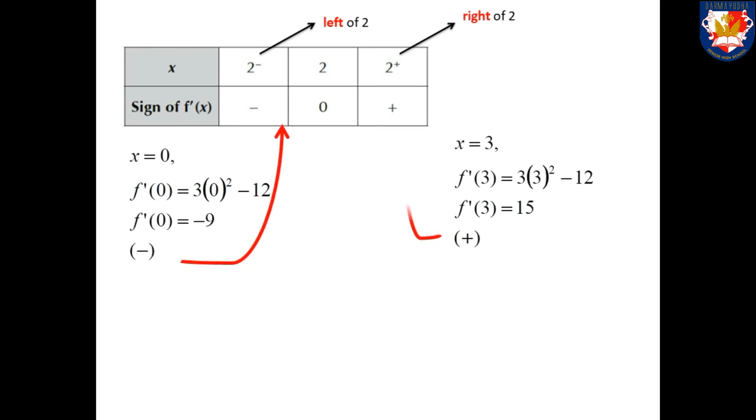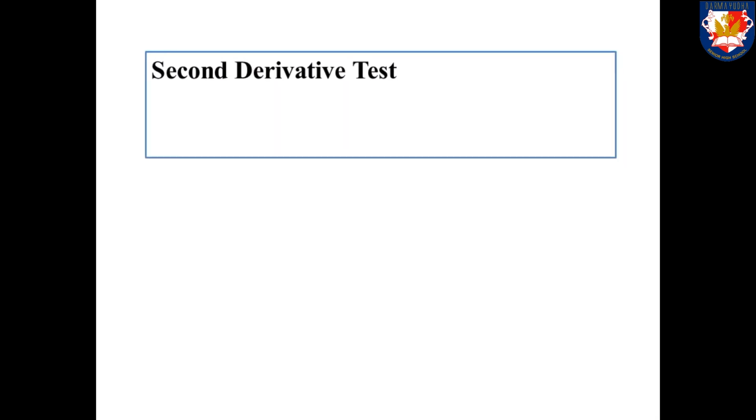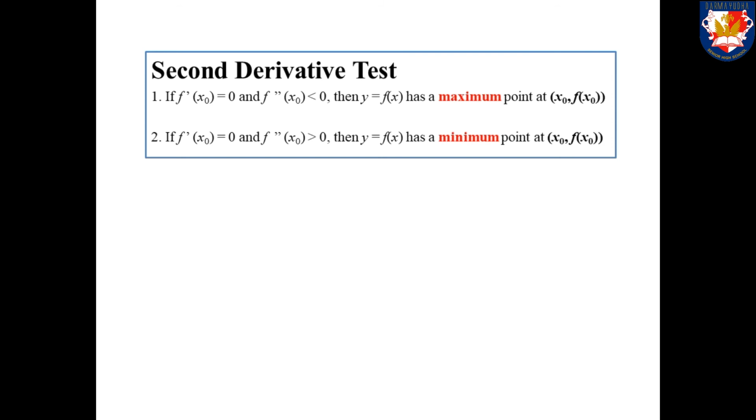So we can say the sign of f'(x) changes from negative to positive as x increases through x equals 2. So the conclusion is (2, minus 5) is a minimum point. We also have another method to find out whether a stationary point is a maximum or minimum point. The second derivative test says if the first derivative equals 0 and the second derivative is less than 0, then y equals f(x) has a maximum point at (x0, f(x0)). If the first derivative equals 0 and the second derivative is larger than 0, then y equals f(x) has a minimum point at (x0, f(x0)).